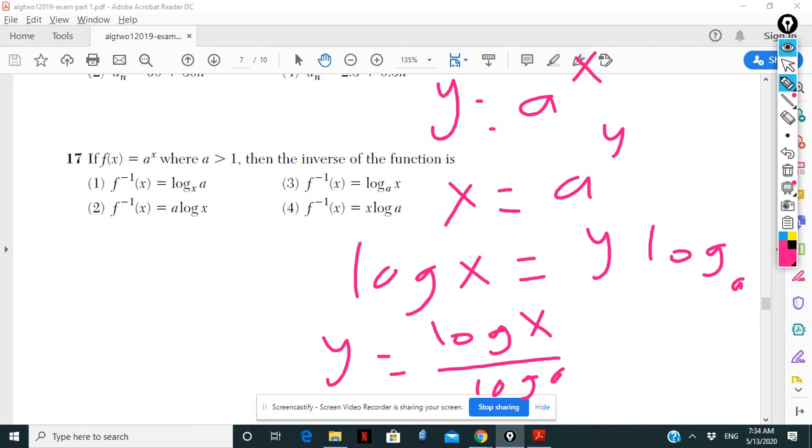And for the division, I can say it's the same as log base a of x. So the answer is 3. If you remember the rule for changing the base, the first base should be in the denominator, so the answer for 17 should be 3.